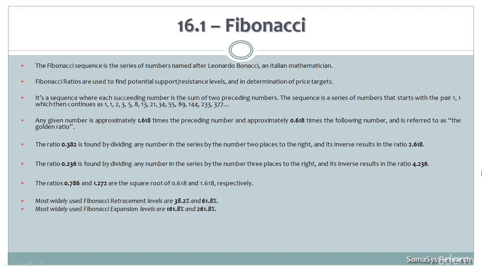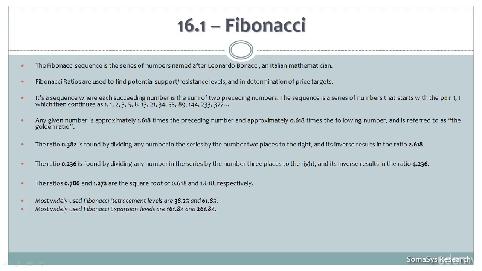So as I just mentioned, it's a sequence where each succeeding number is the sum of the two preceding numbers. So adding 1 and 1 we get 2, adding 1 and 2 we get 3, adding 2 and 3 we get 5, and so on. Now barring the first few numbers, any given number is approximately 1.618 times the preceding number, and any given number is approximately 0.618 times the following number.